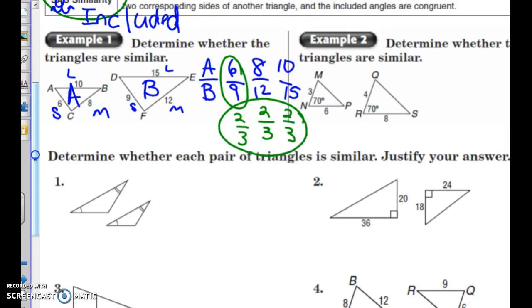Are all of these the same? No. Then this is side, side, side, similar. Okay? Example number 2, what do you think?